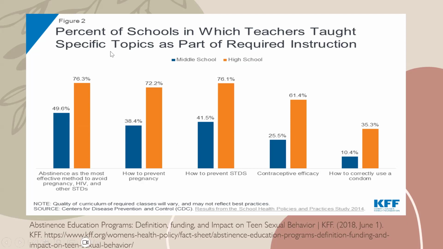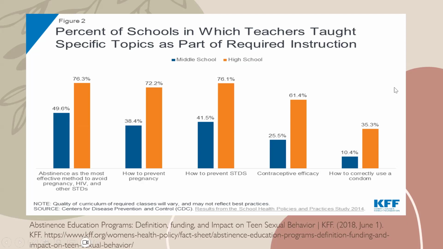If you look at the second one right here, this is just talking about how to prevent pregnancy. So again, in middle school, they were taught that abstinence at a 38% rate was the only way. Not anything teaching about condoms or safe sex or birth control or anything like that, just strictly abstinence.